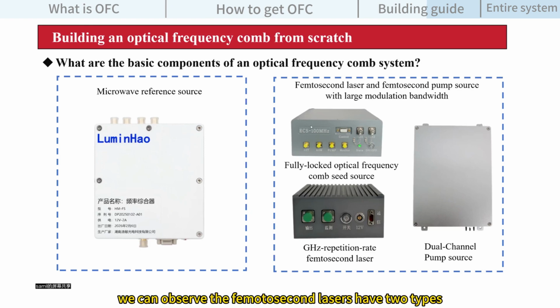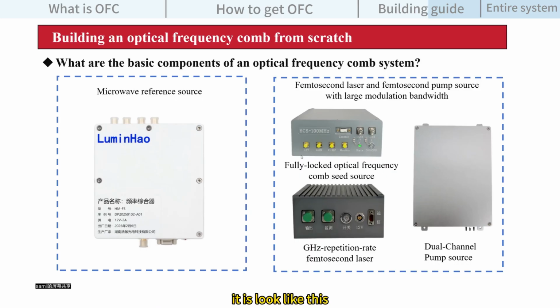We can offer two types of femtosecond lasers. The first is the optical frequency comb source. It looks like this, and it has several interfaces with PZT, EOM, and pump, and we can also offer a monitor interface to get the repetition frequency. And there are two output ports. One output port is optimized for the FCO detector. The FCO is also called the carrier envelope offset frequency.